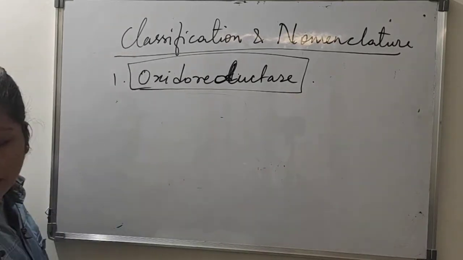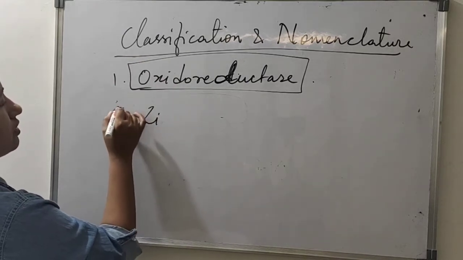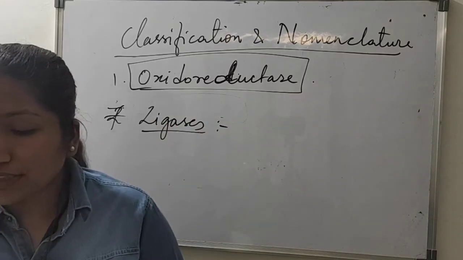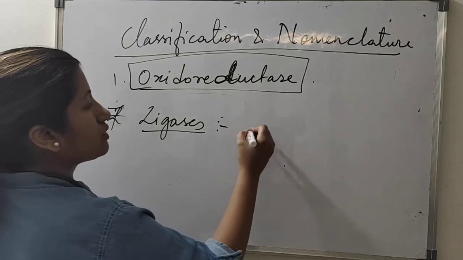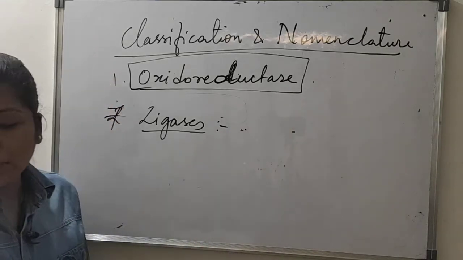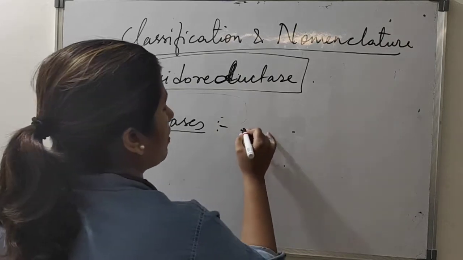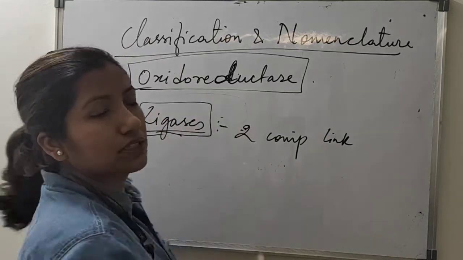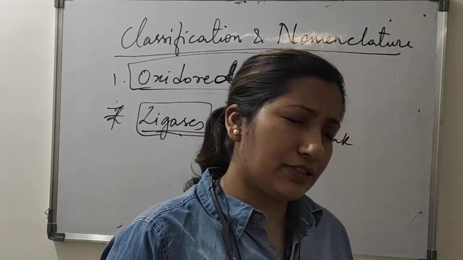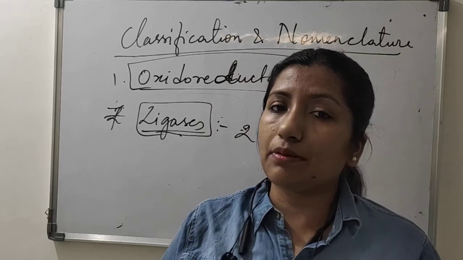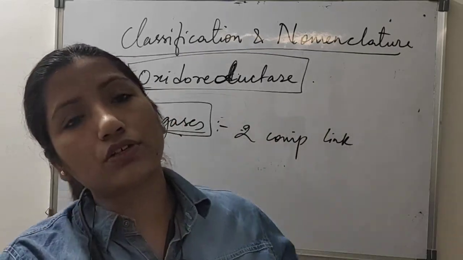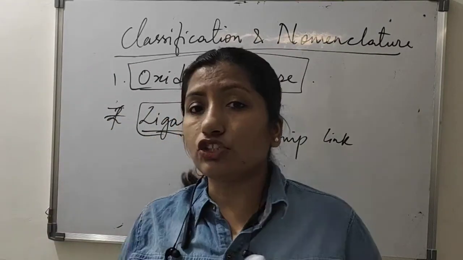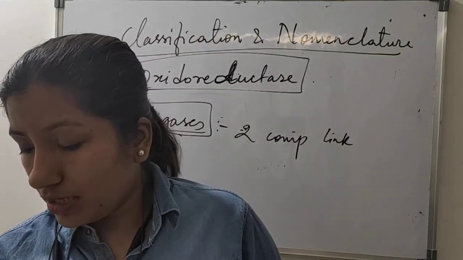The last one is ligase. Ligase links the two compounds together. It joins the two compounds. Like lyase enzymes, they remove the group, and hydrolases, they break the compounds, whereas ligases join the compounds.